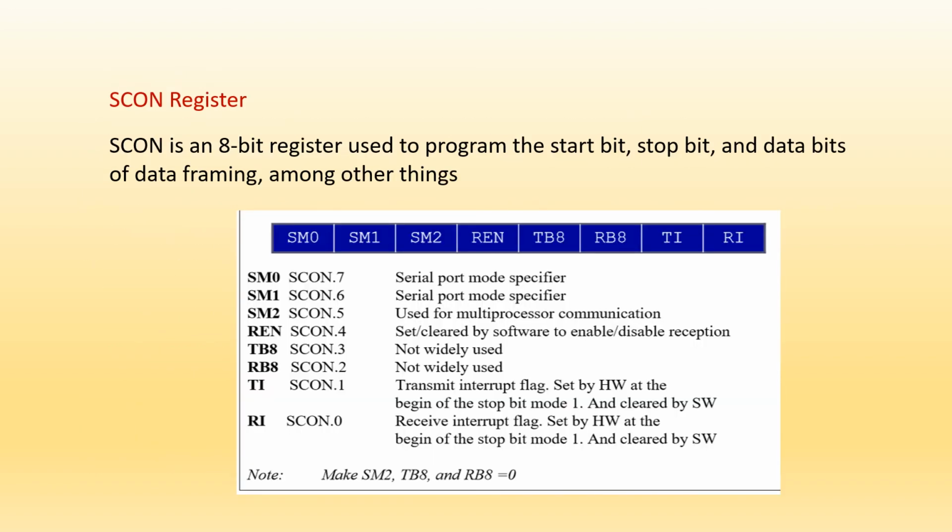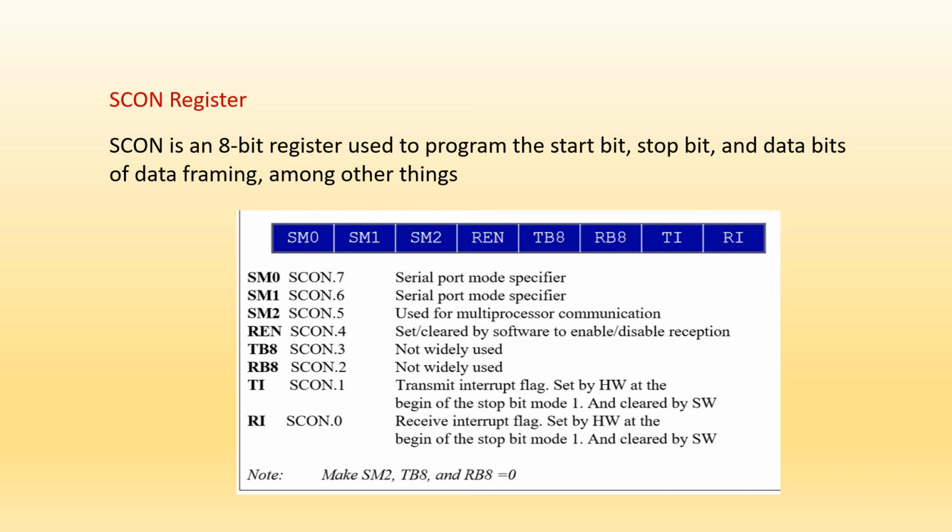The next is the SCON register, that is the serial control register, which is used to control the mode of operation, and also to program the start bit, stop bit, and the data bits for data framing. The serial control register is shown in the diagram. The seventh bit is the SM0 bit, and the sixth bit is the SM1 bit. They can also be addressed as SCON.7 and SCON.6, as the serial control register is bit addressable.